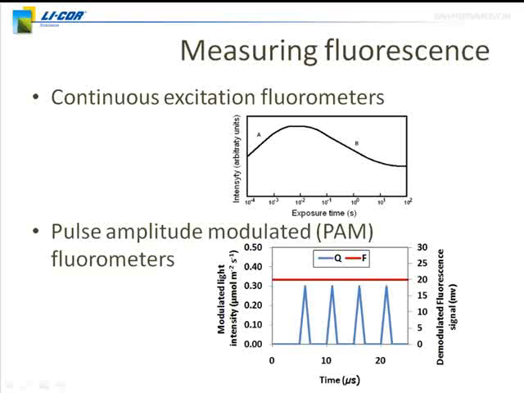So you may be asking, well, how do we actually measure fluorescence? There is actually quite a bit of fluorescence coming back from a leaf, and it's bright enough that we can actually measure it some distance away from the leaf surface. But there are really two main types of fluorometers which measure fluorescence.